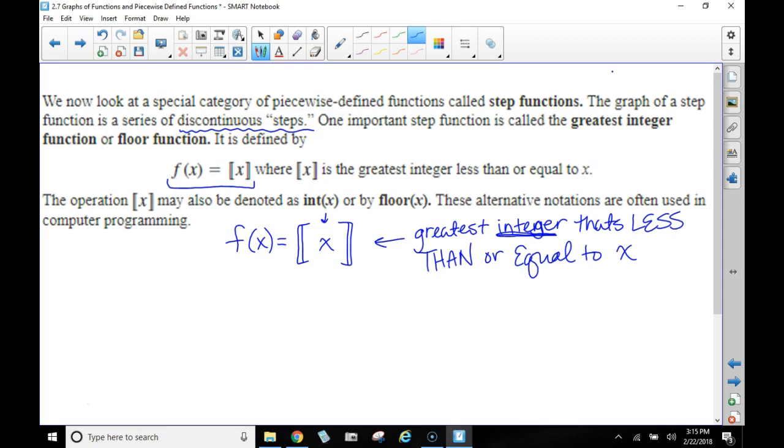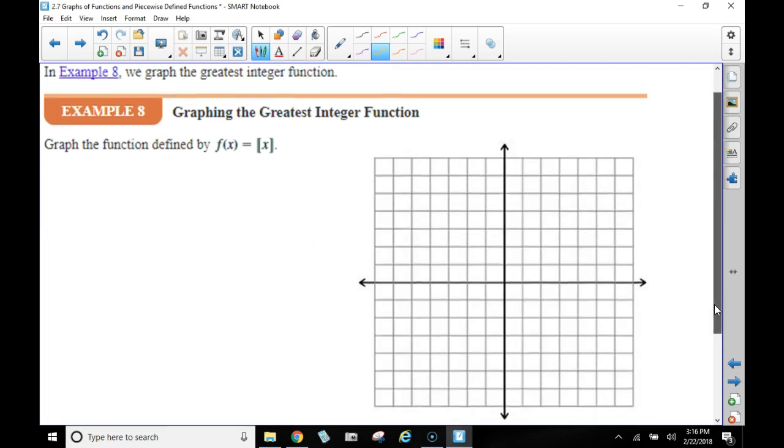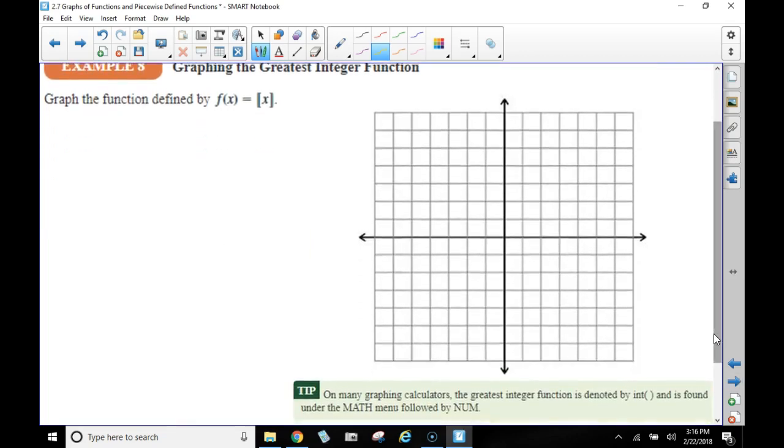Okay? This kind of idea is used in linear programming. I believe if you want to use a graphing calculator, the TI-84, it's int x, which is within the math menu. Desmos is going to use floor, and I'll show you that here after we graph this one by hand. On example 8, we want to graph the function defined by f of x is equal to the greatest integer of x.